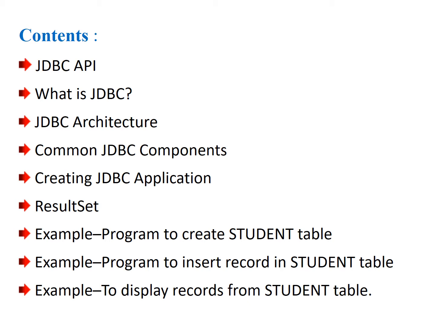Here we will see the JDBC API, what is JDBC, then the architecture of JDBC, after that common JDBC components, creating a JDBC application, what is a result set, and then we will see three examples, that is three programs. The first one is to create the student table. The second program is to add a record in the student table, and the third one is to display the records from the student table.